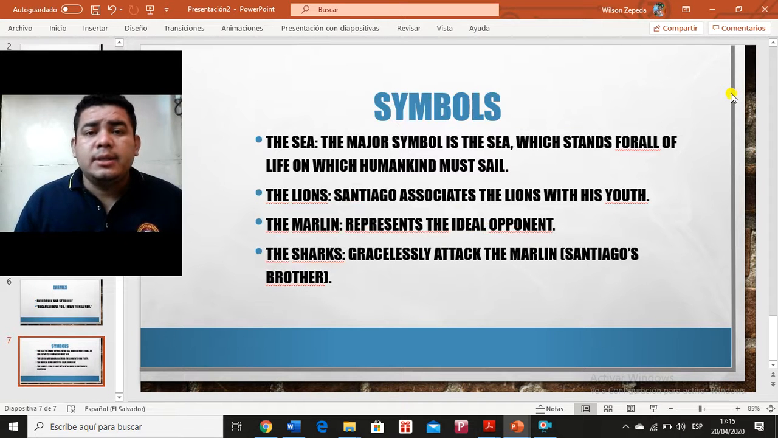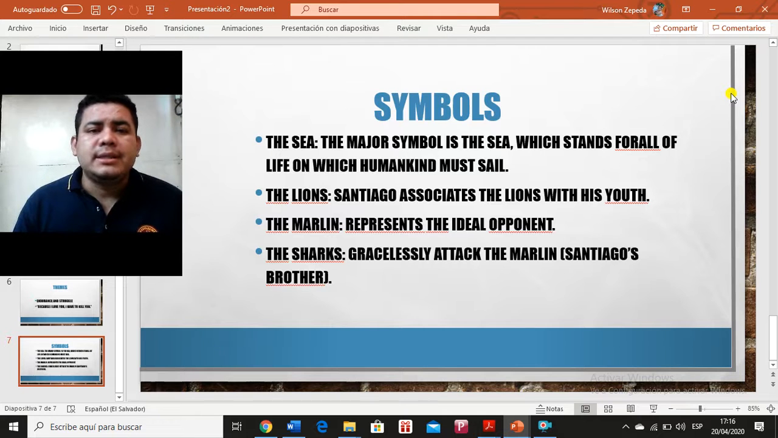The sea. The major symbol is the sea, which stands for all life which humankind must sail, right? So the life in which we have to live from when we are born until we die. So we have to be in this amazing, huge sea, which is life. The lions. Santiago associates the lions with his youth, right? When he was a teenager, he had the strength of a lion, and he could do anything that he wanted. But now that he's old, he's not able to do so many things.